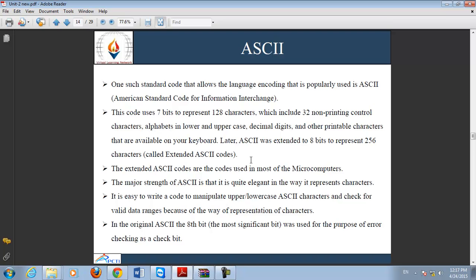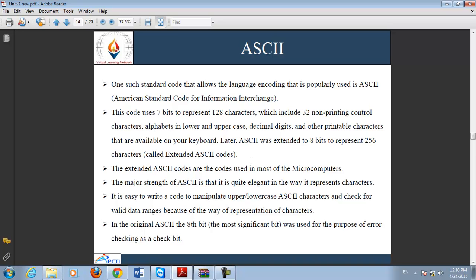ASCII is the American Standard Code for Information Interchange. As you may have generally used, mostly in C language programming and other programming languages, whenever you enter any character, for example if you enter capital A, it will be treated as 65 because it is internally represented by the ASCII codes. Means there are ASCII codes, that is alphanumeric codes for the alphabets as well as numbers.